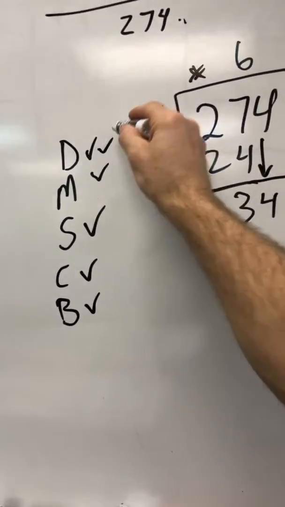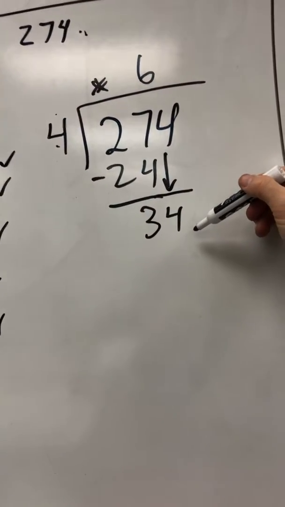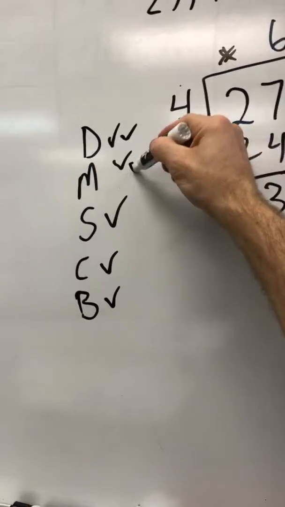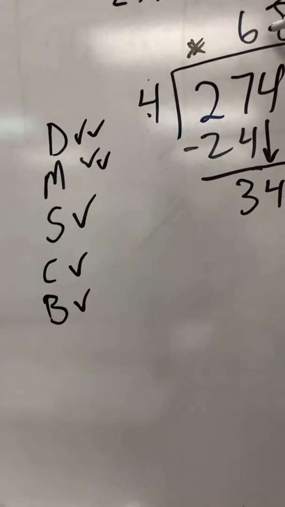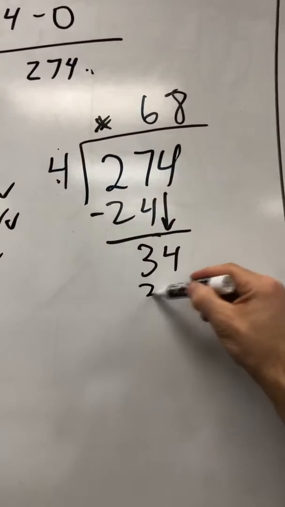Back to the top. Divide. Does 4 go into 34? Yeah, it does. 8 times. Multiply 4 times, not the 6, I already used that, by the 8. So 4 times 8 is 32.